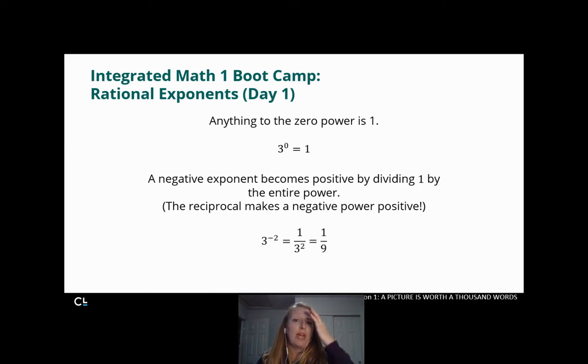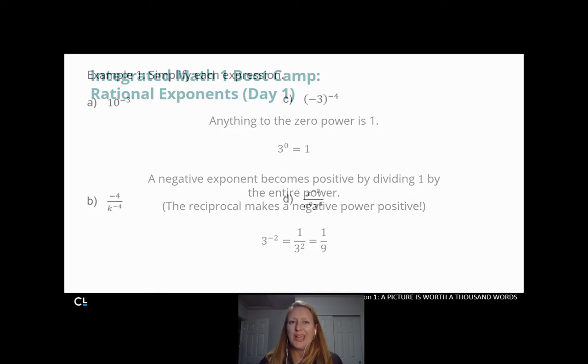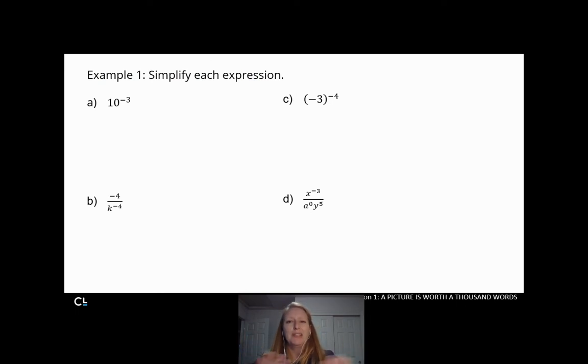So for example, if I have 3 to the negative 2 power, well, the reciprocal of 3 is 1 over 3. So instead of 3 to the negative 2, I can write this as 1 over 3 squared. And of course, we know 3 squared is 9, and so that becomes 1/9. So to keep this moving just a little bit more, I have a couple of examples for you to try. Go ahead, hit pause to work all these out, and then hit play when you're ready to check your work.